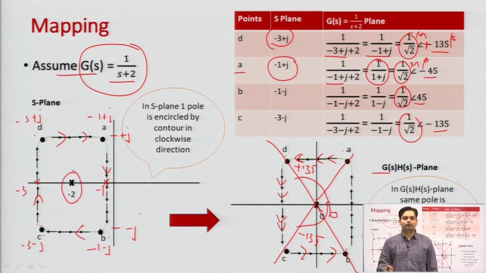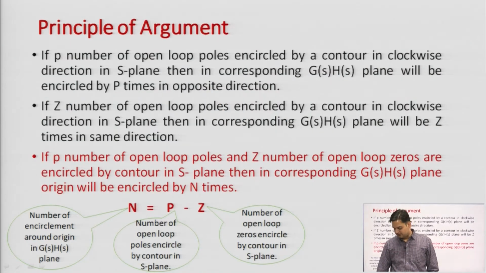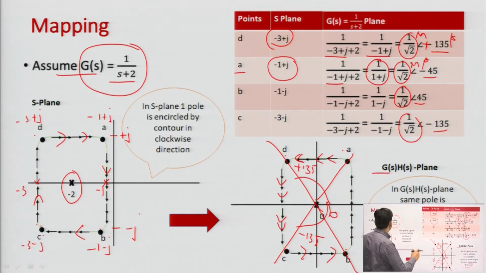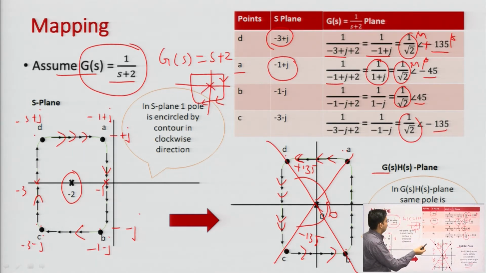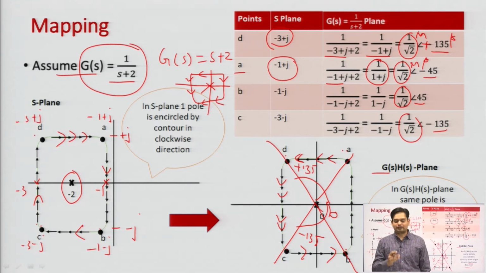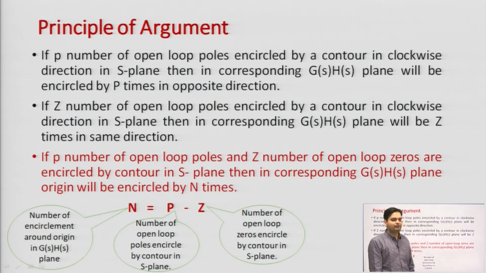It means this contour will encircle the origin in anti-clockwise. In the same way, when we apply this concept for 0, G(s) equal to s plus 2, then what will we obtain? If we make the contour in clockwise, then in the G(s) plane this contour will remain clockwise and it will encircle the origin once. For a pole, it encircles the origin in anti-clockwise, but for a 0 it will encircle the origin in clockwise. You can do this calculation from your side to verify it.